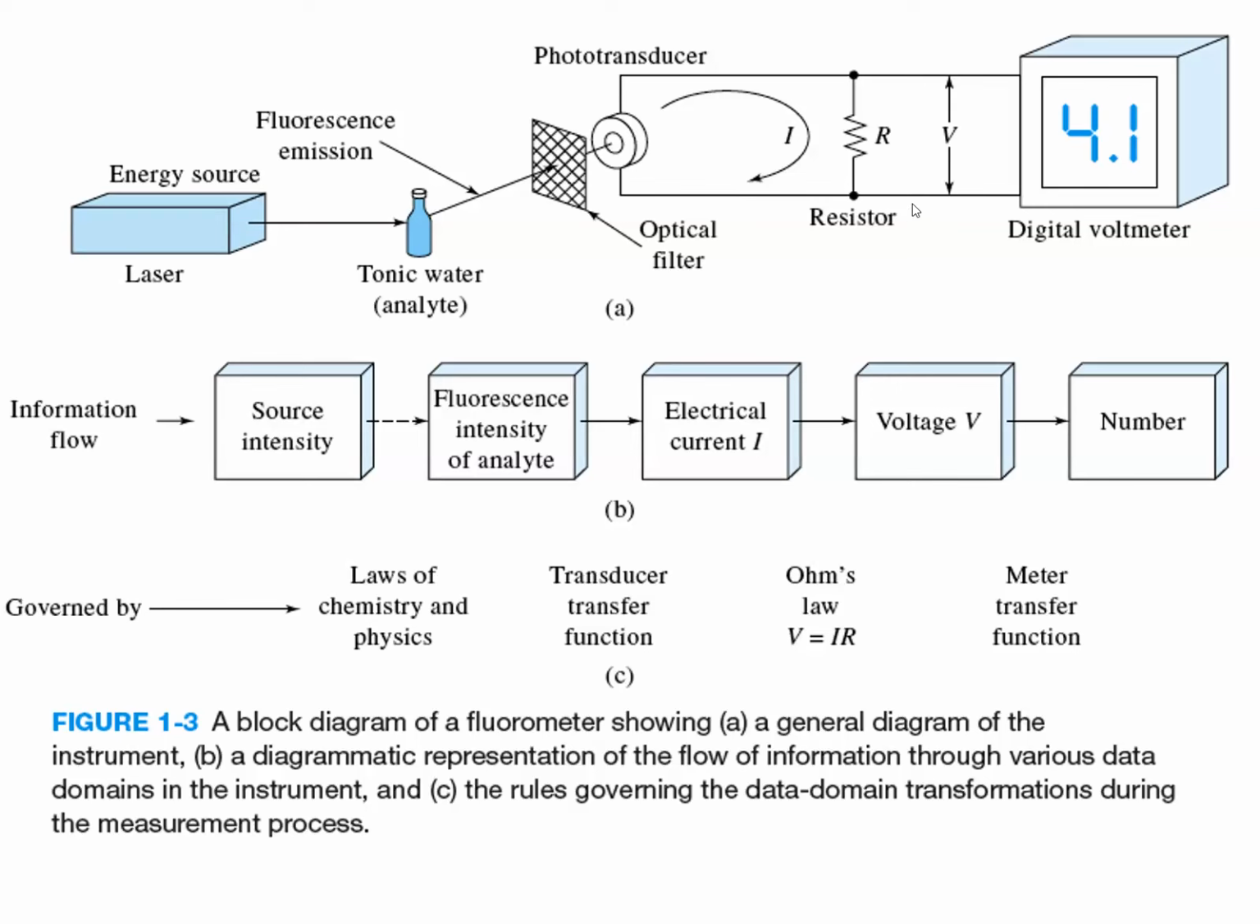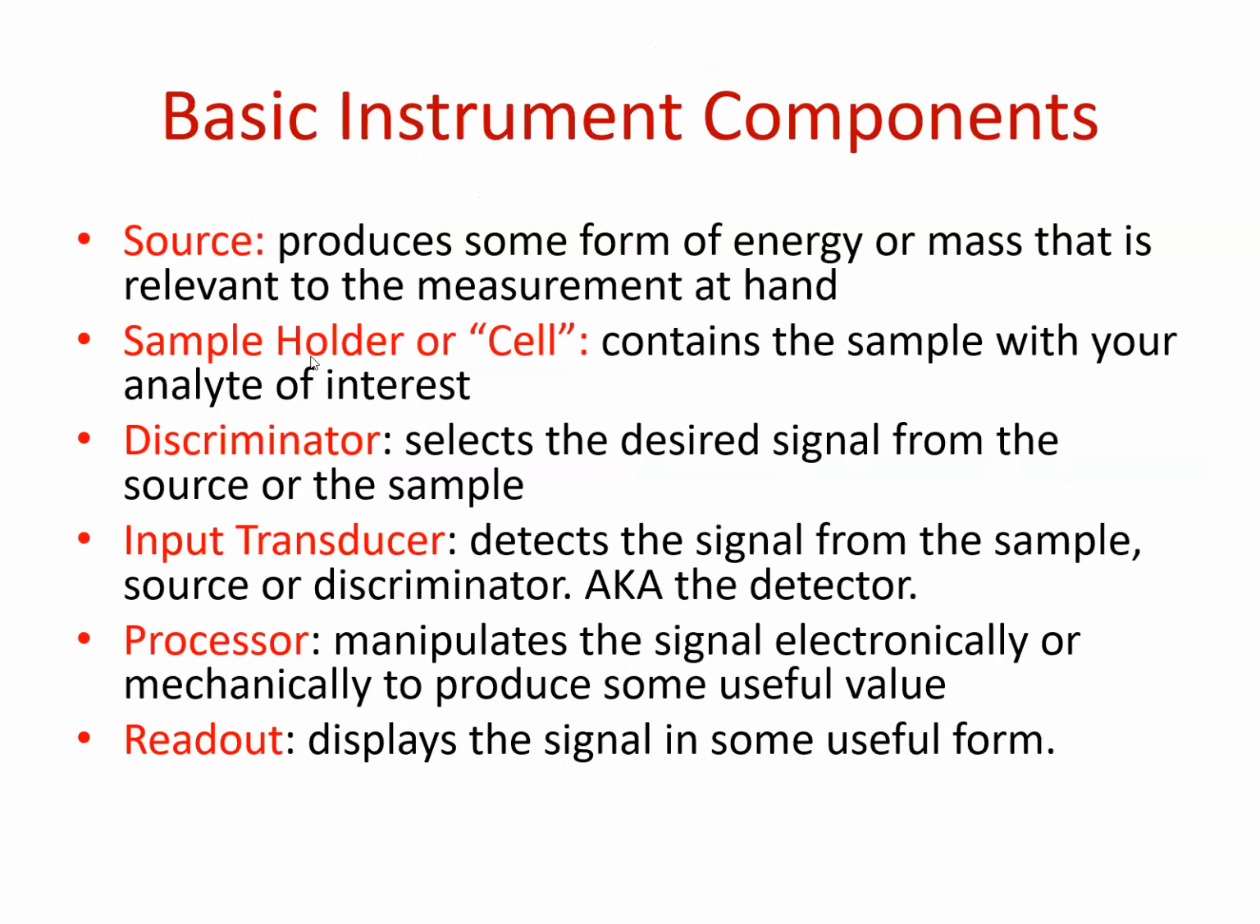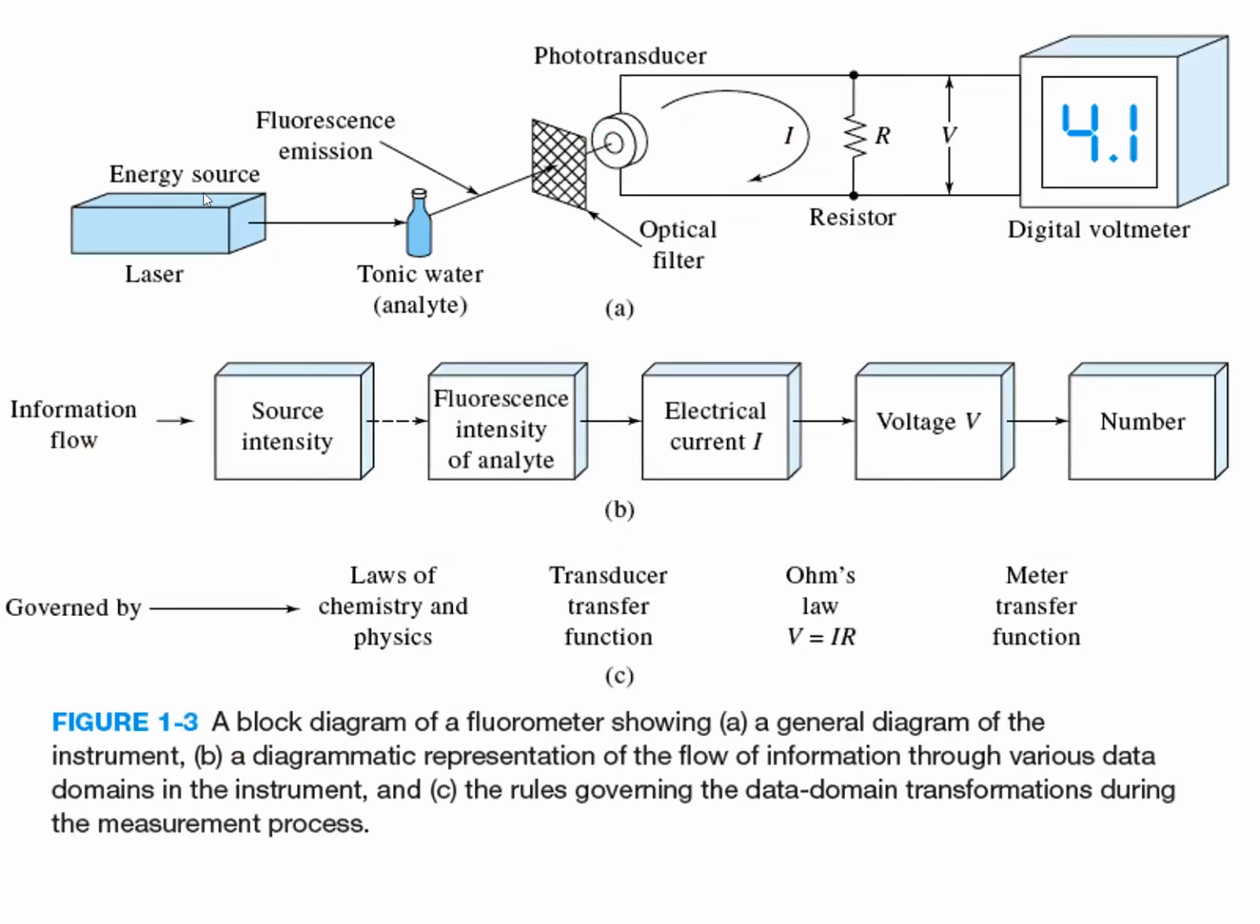So this whole diagram here, you might recognize this as ohms, a resistor. And you have the voltage across the resistor, the voltage. You see the resistor here, and then you have I, or current. So you are measuring this, and then using Ohm's law, you get a digital voltmeter to measure the voltage. So you have an energy source. You have your analyte, as we've said. So to refresh ourselves, you have a source, a sample holder, a discriminator, an input transducer, and a processor, and then a readout. So this is what we're having, a source here.